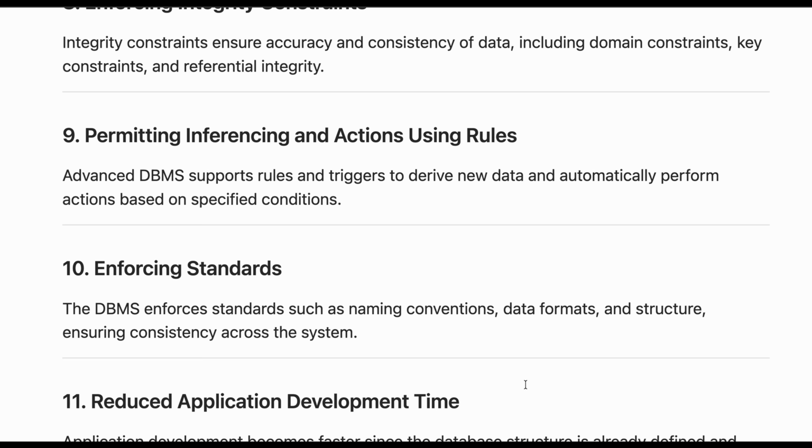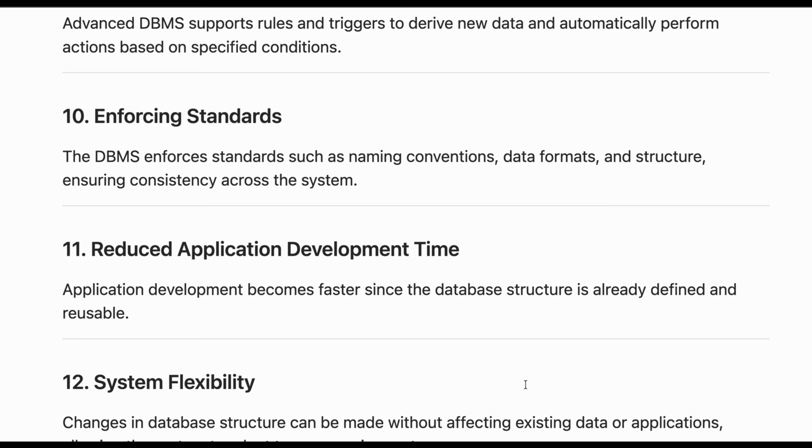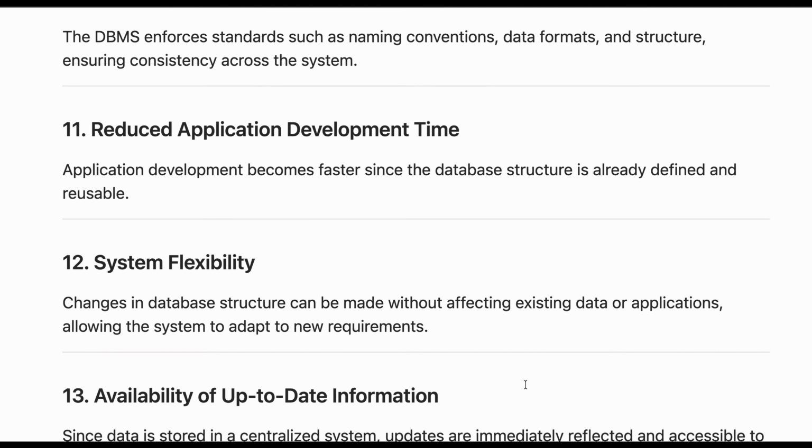Next one is enforcing standards. In this, DBMS maintains uniform standards for data formats, naming and structure across the system. Next one is reduced application development time. Since the database structure is already defined, developers can build applications faster. Next one is system flexibility. In this, changes can be made in the database without affecting existing applications, making the system adaptable.